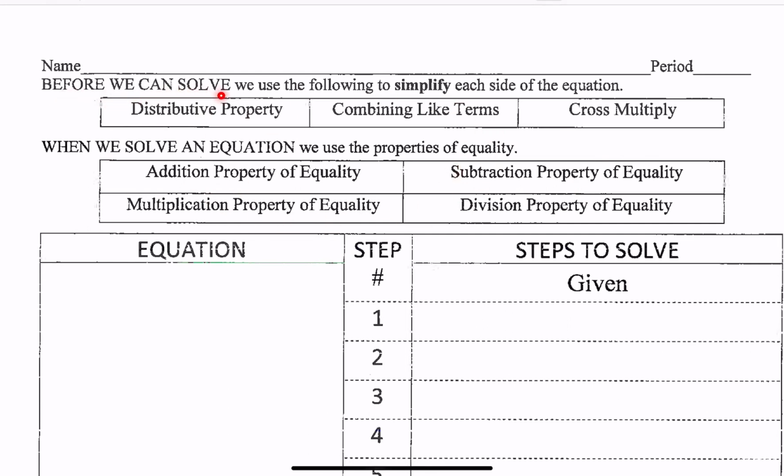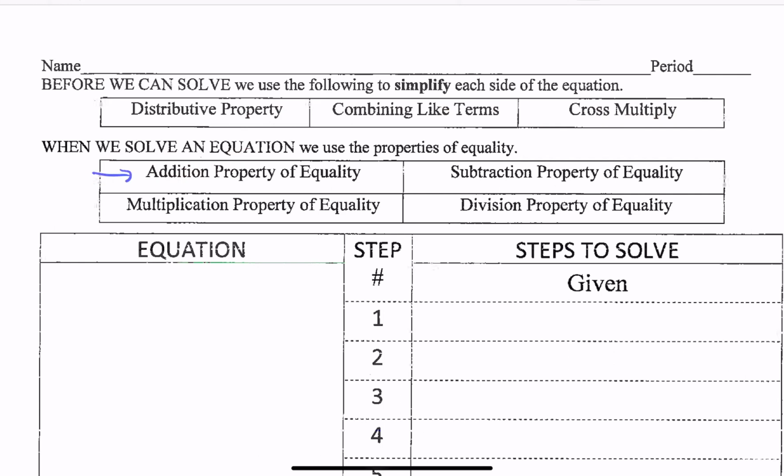Before we actually get to the solving, we do these steps to simplify, and we've talked about these in previous notes. We use the distributive property if we see parentheses first. We combine like terms when we see like terms on either side. And we cross multiply if we have an algebraic proportion. Then once we get to the point where we can start really solving, we undo addition and subtraction and multiplication and division. And there are these four properties.